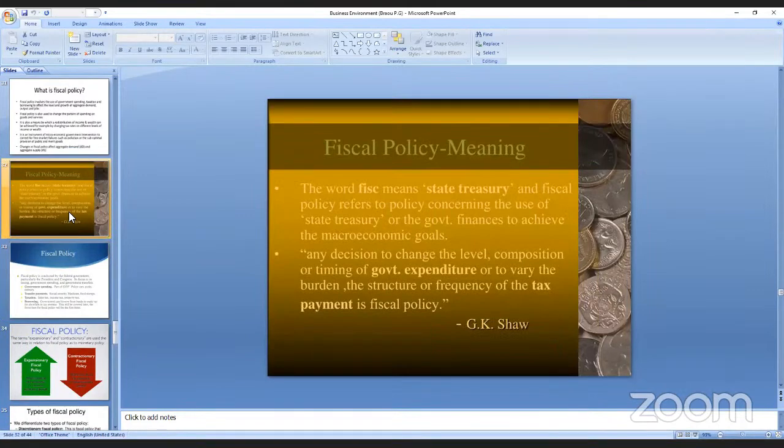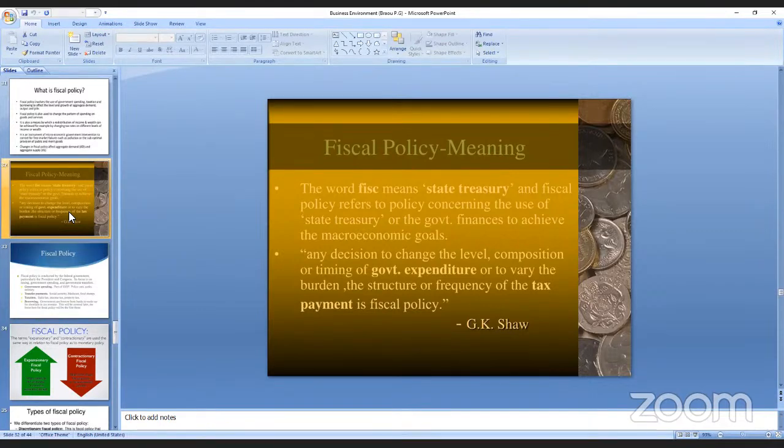Now we'll see the meaning of fiscal policy. The word fisc means state treasury, that is, whatever the income is. Fiscal policy refers to the policy concerned with the use of the state treasury, the money of the government or government finances, to achieve macroeconomic goals.